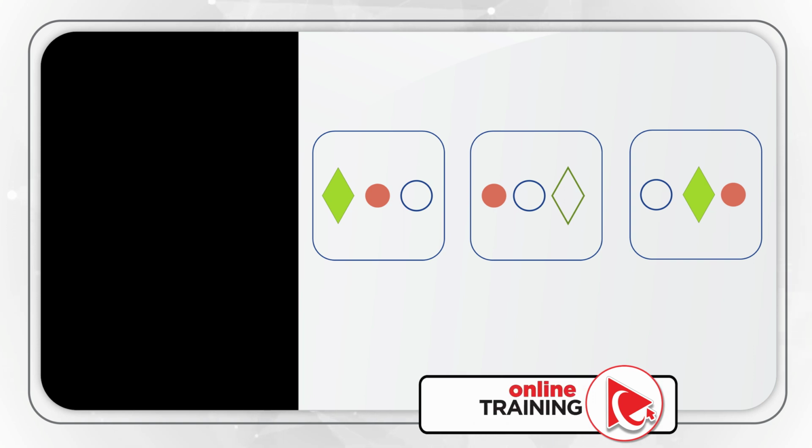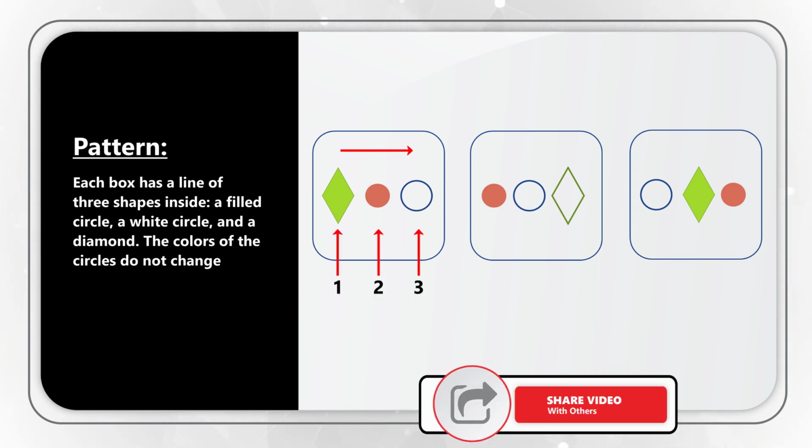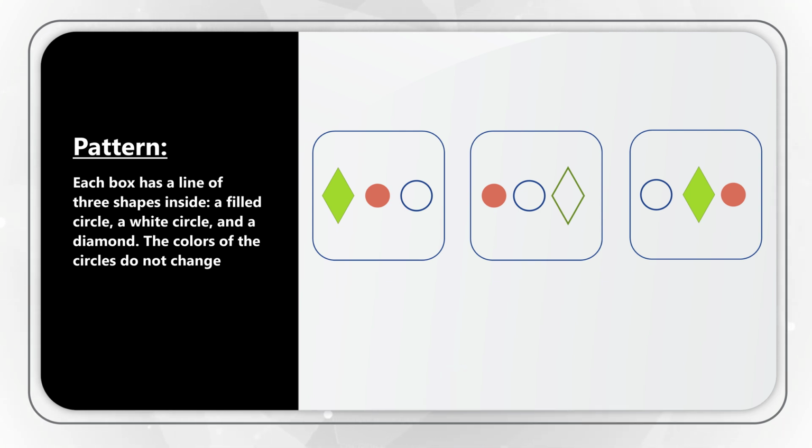If you take a close look at the shapes inside the square, each shape has a position 1, 2, and 3 going from left to right. You can also notice that there are 3 different shapes inside the boxes: a filled circle, a white circle, and a diamond. Another important consideration is that the colors of the circles do not change.